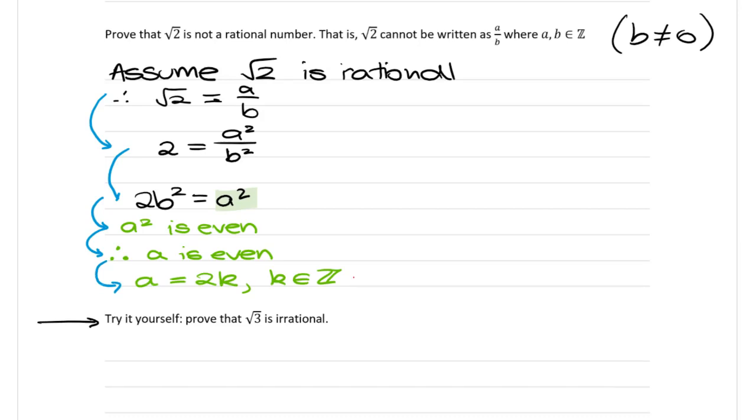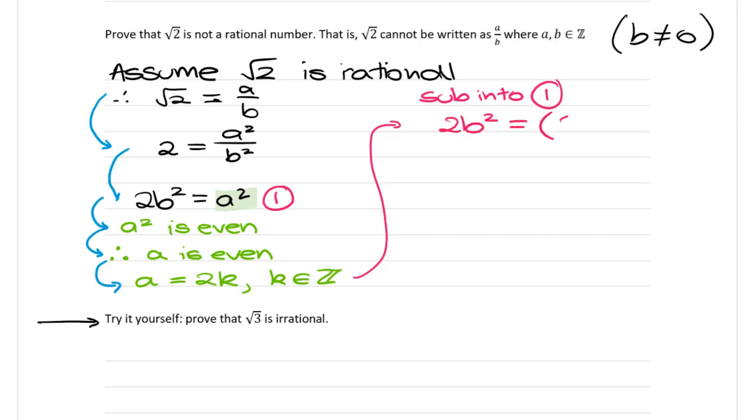Okay, so let's continue. If a equals 2k, then we can sub that back into 1. So we're going to write sub into 1. It doesn't matter what the value of k is, remember. We're just saying a is an even number, so it's 2 times another number. Any even number can be written in that form. If a was equal to 42, k would be equal to 21. Doesn't matter. We're just saying that's our general way of writing an even number. So let's sub that back into 1. We're going to get 2b squared equals, and what was a? 2k, but all of that squared. So that means 2b squared is going to be equal to 4k squared.